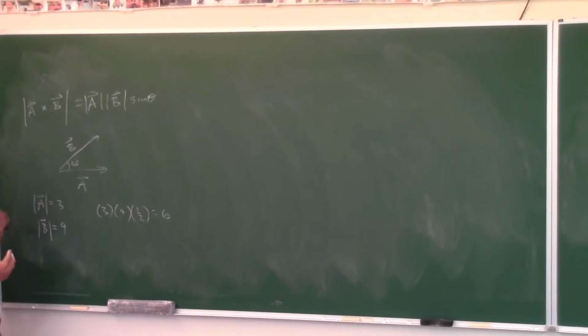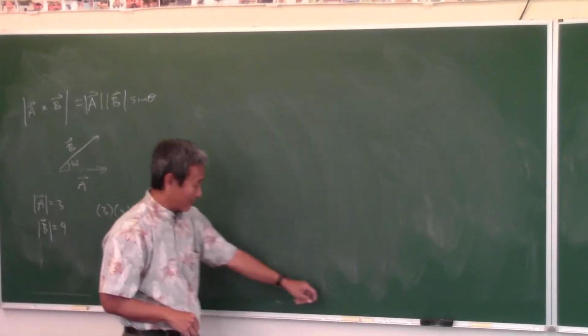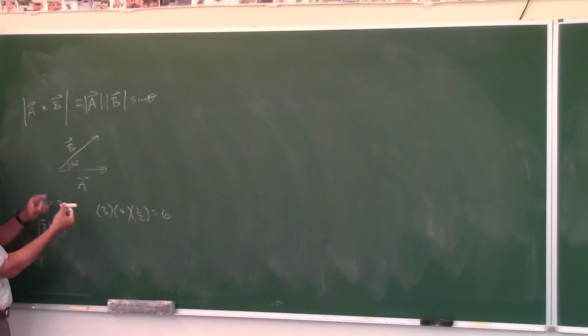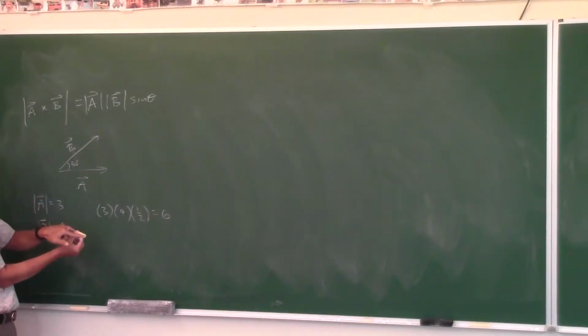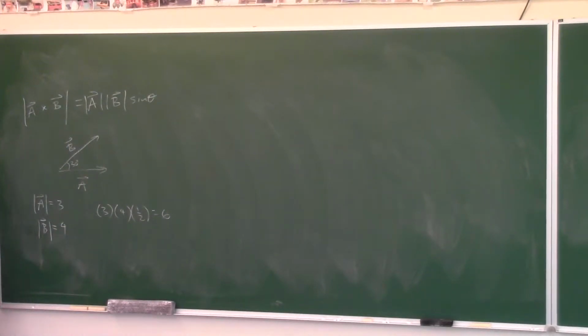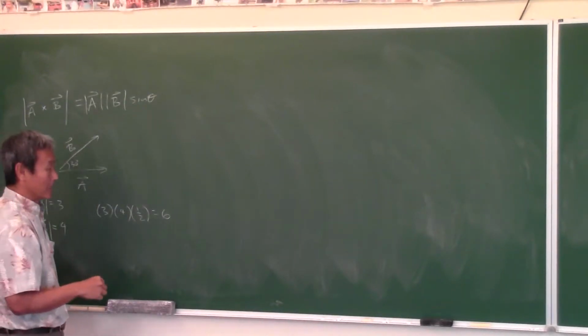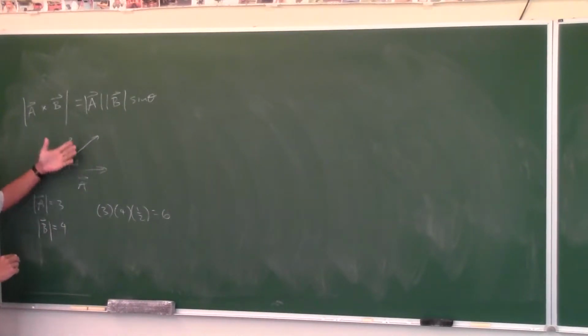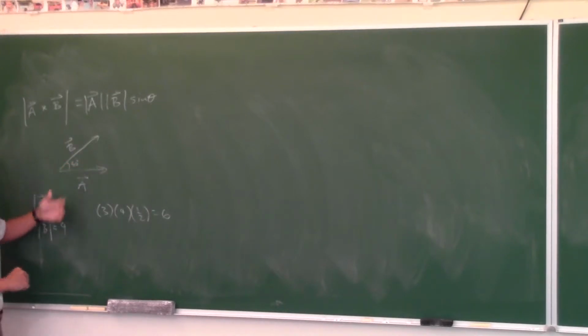Now remember, the cross product is a vector. So the length of the cross product will be 6 units long. Now we've got to talk about the direction. The direction of the cross product is perpendicular to the plane containing the two vectors, using the right-hand rule. You guys learned the right-hand rule in physics, right?